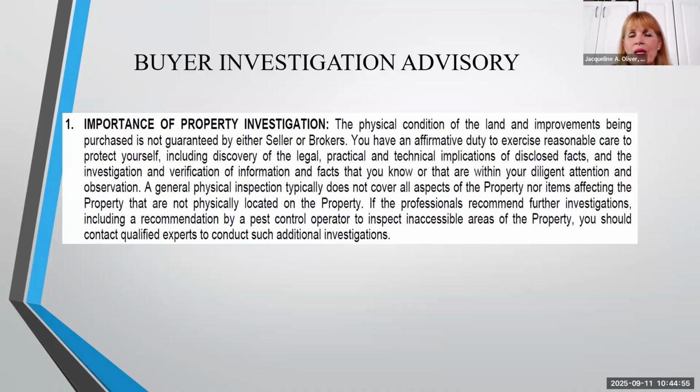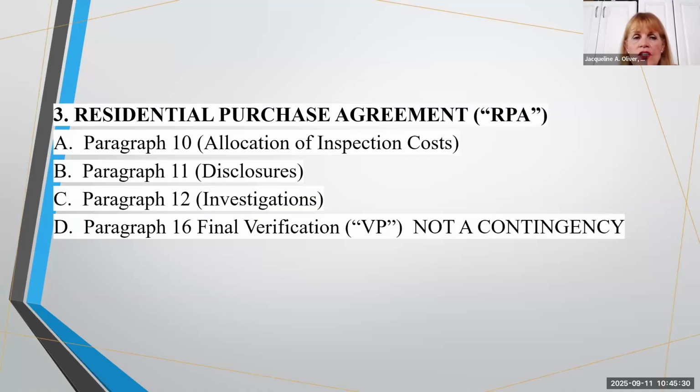So what does that mean? It means that you need to disclose facts, and you make investigations, and the facts that you know or are known to through your diligent attention. They're also speaking to brokers. What's that form? AVID, Agents Visual Inspection Disclosure. Okay. I've already mentioned this, if the professionals recommend further investigations, any additionals, you need to do that.